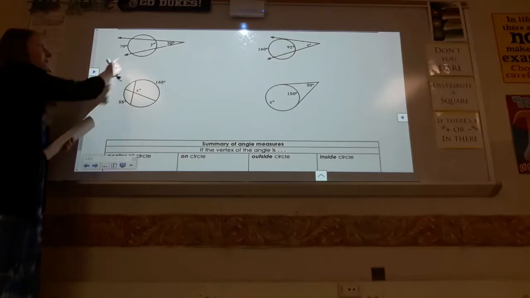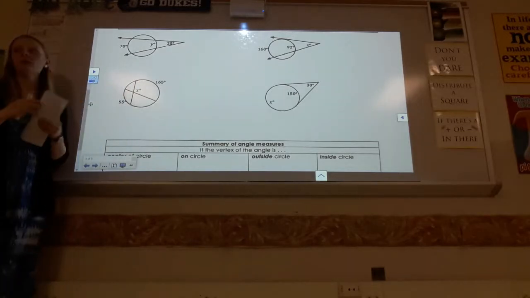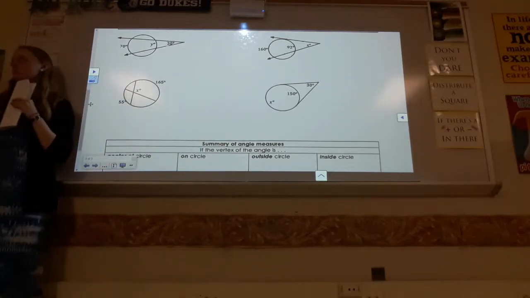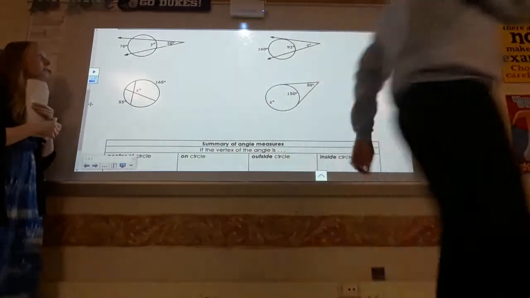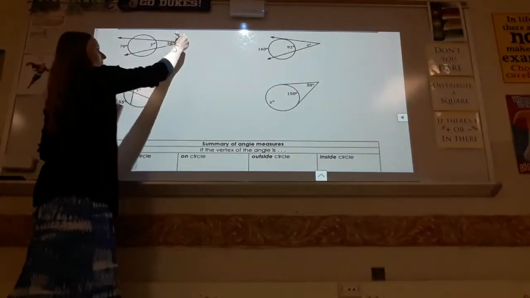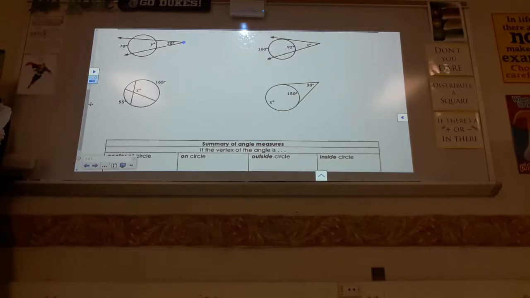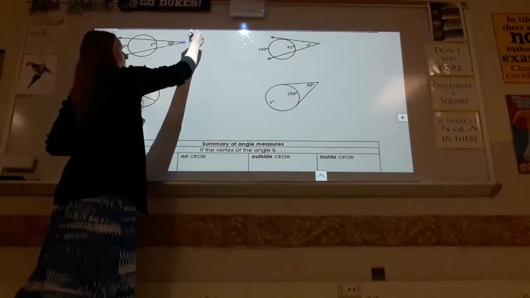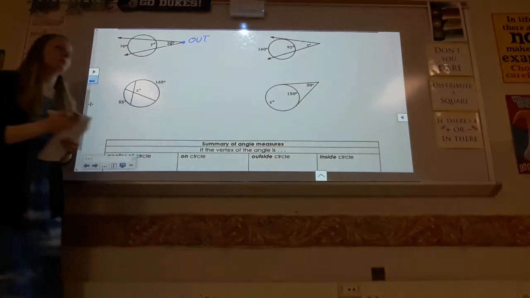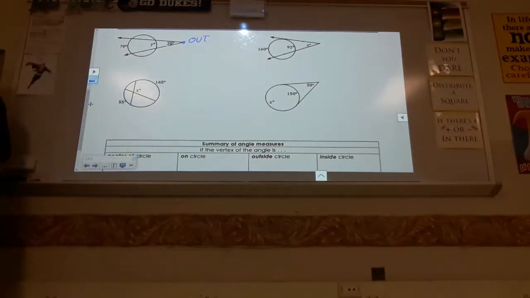Alright, so take a look at this one. The first thing I want you guys to think about is whether it's inside or outside. Look at where the 2 lines are intersecting. Are they intersecting inside or outside? Outside. Okay.